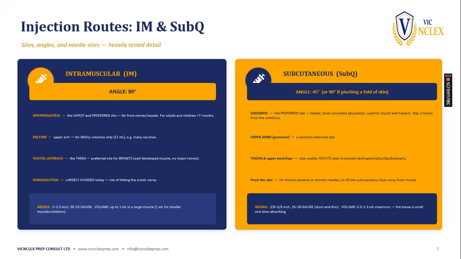We don't use it if the child is less than 7 years old. I think in my facility we don't use it. Some facilities will say 7 months, so take note of that, depending on the facility. We can also use the deltoid muscle.